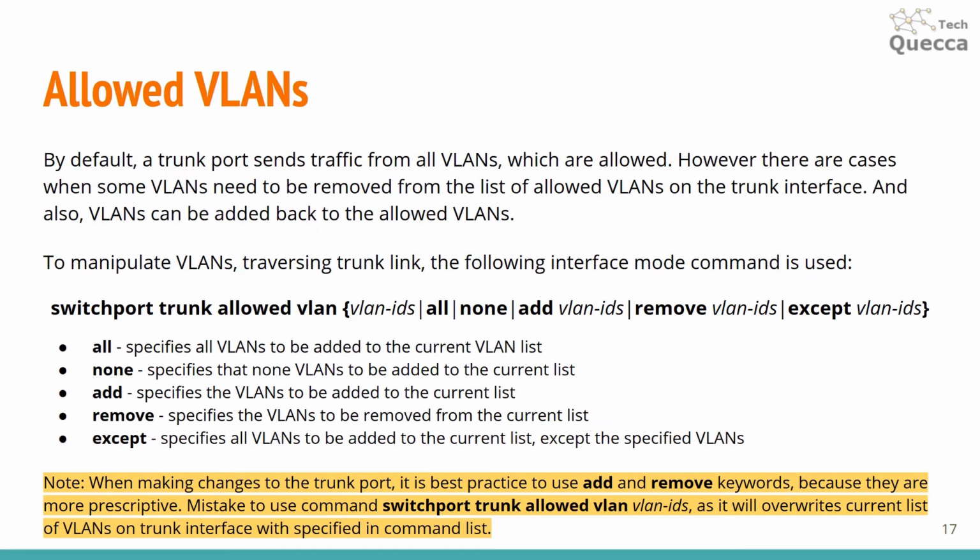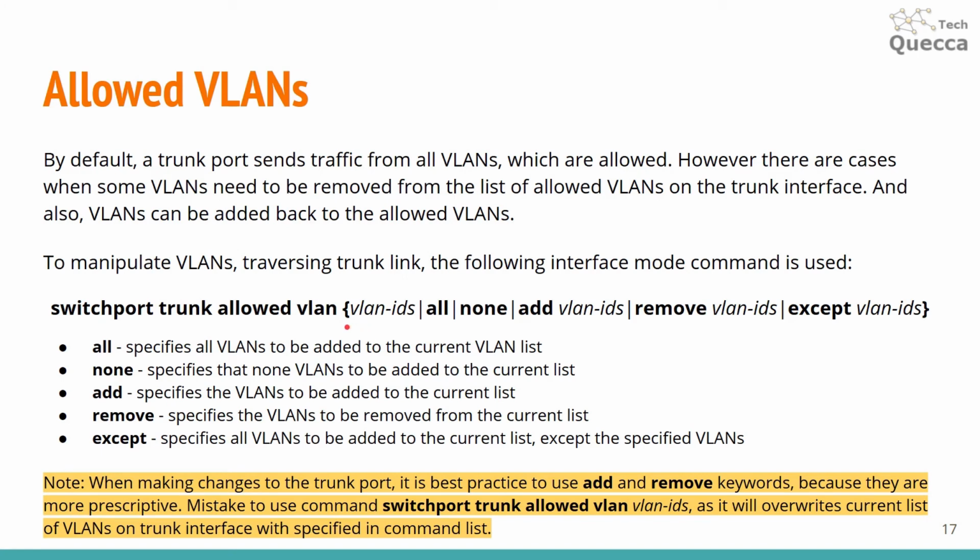Allowed VLANs. By default, a trunk port sends traffic from all VLANs which are allowed on that trunk port. However, there are cases when some VLANs need to be removed from the list of allowed VLANs on the trunk interface, and also VLANs can be added back to the allowed VLANs. To manipulate VLANs traversing the trunk link, the following interface mode command is used. This command is switchport trunk allowed vlan.